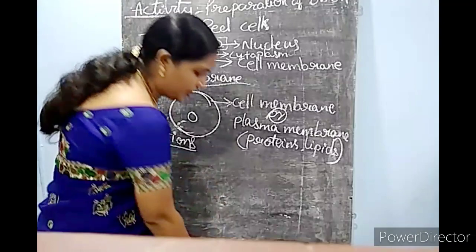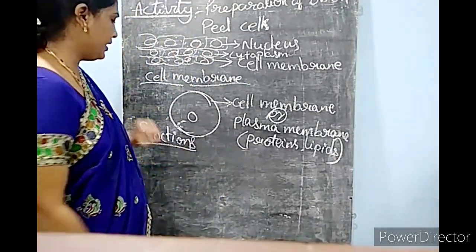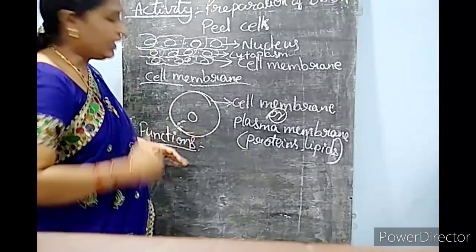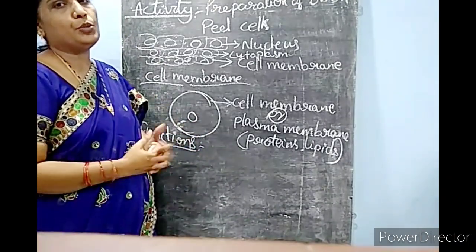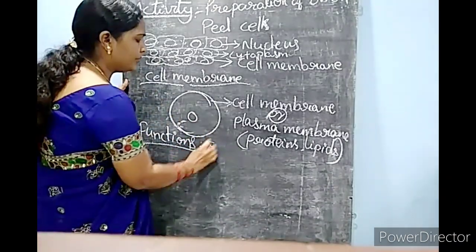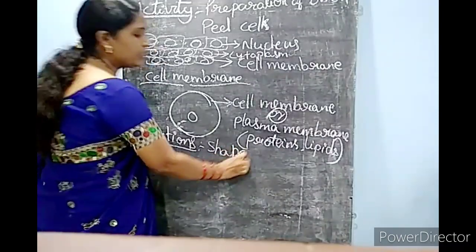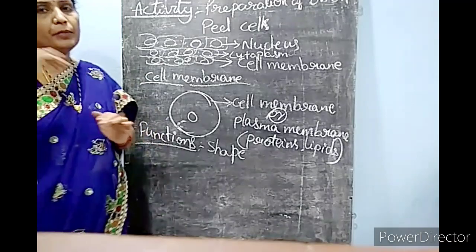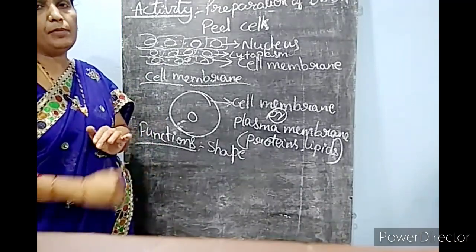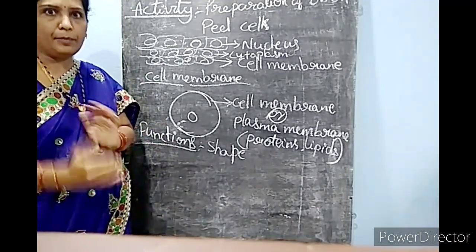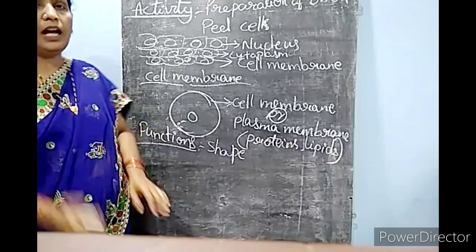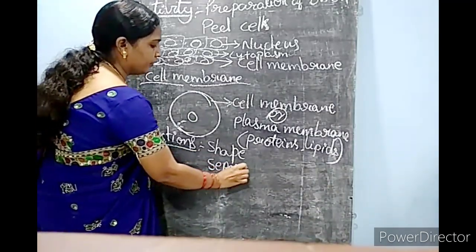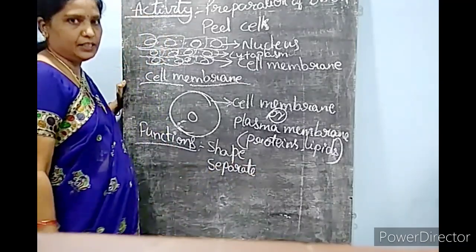Now we will see the functions of the cell membrane. The cell membrane gives the shape and size to the cell. It helps to give shape to the cell. And it separates one cell from the surrounding media, or else it separates one cell from the other cell.